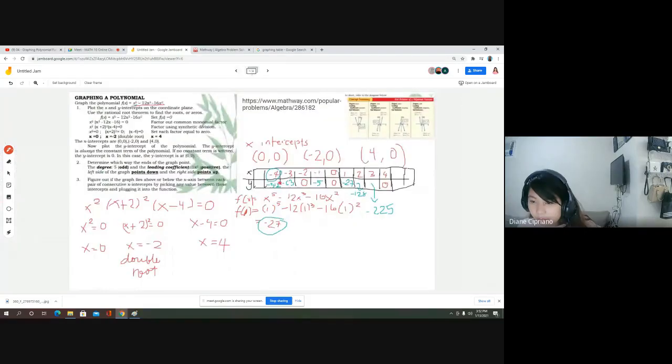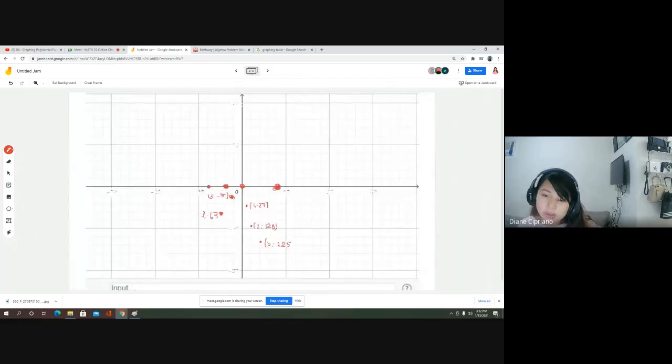Next, we have negative 4 and negative 5, 1, 2. For example, in this case, negative 4 and negative 5, 1, 2. So, ayan.